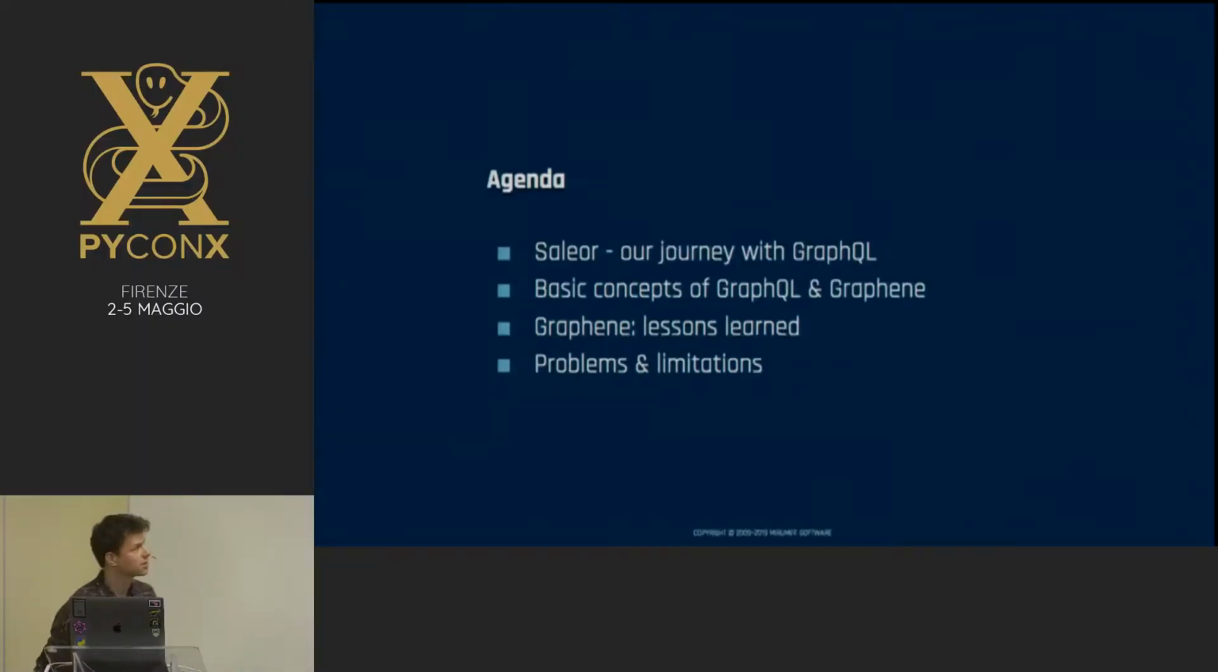So the plan for today is as follows. First, I'd like to tell you a bit about my project, because that's how our journey started with GraphQL. Then we will go through some of the basic concepts of GraphQL and Graphene. And the main part of my presentation are some of the lessons that we've learned during building GraphQL API with Graphene. And lastly, we will talk about some problems and limitations of that framework.